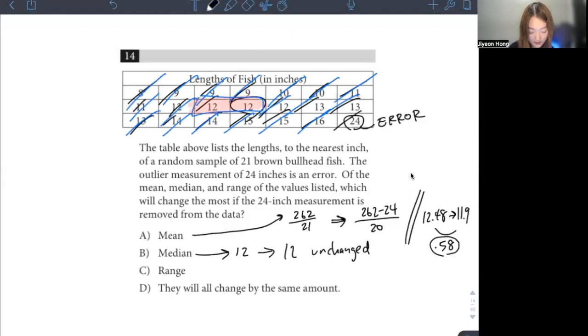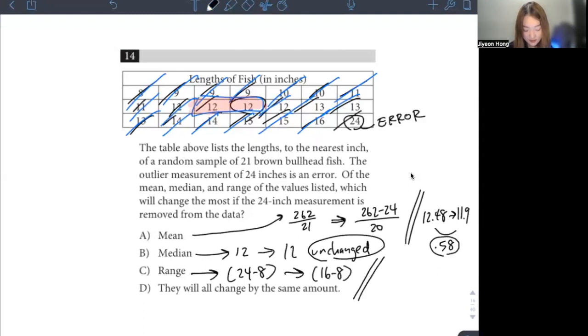And finally, we're going to take a look at the range. The largest number minus the smallest number. Originally it's 24 minus 8. However, with the 24 disappearing, it changes to 16 minus 8. So this is originally 16, but it changes to 8. The difference here is minus 8, right? From the three measurements, we see that the range changes most drastically.